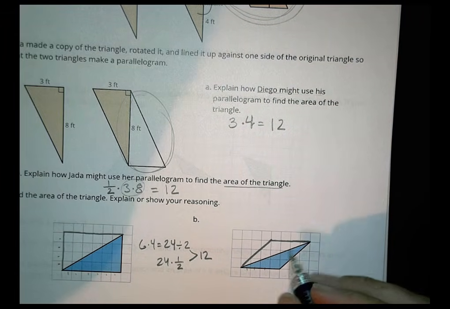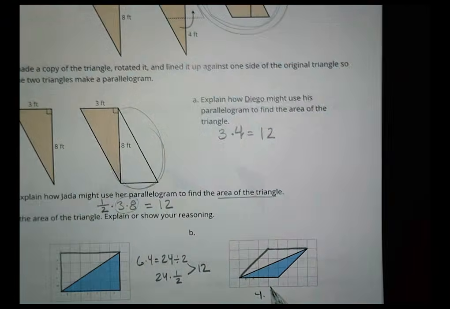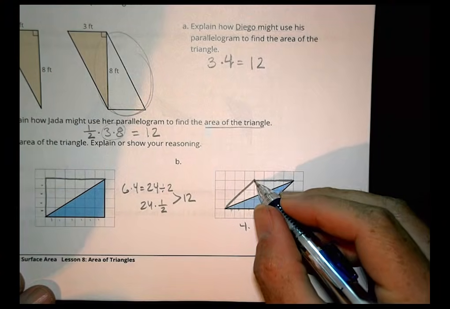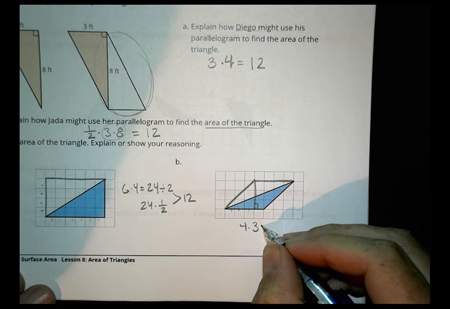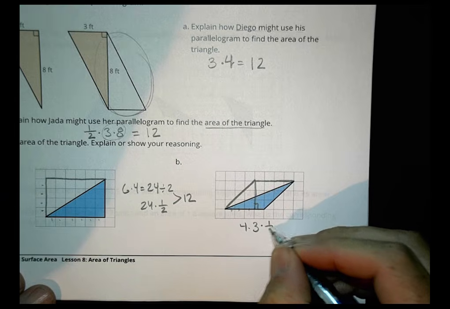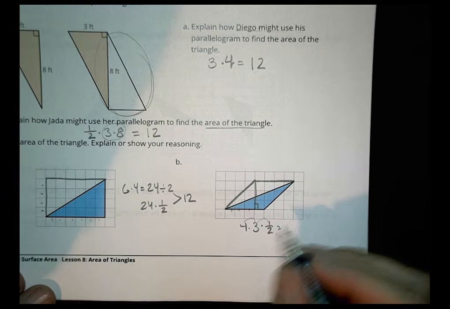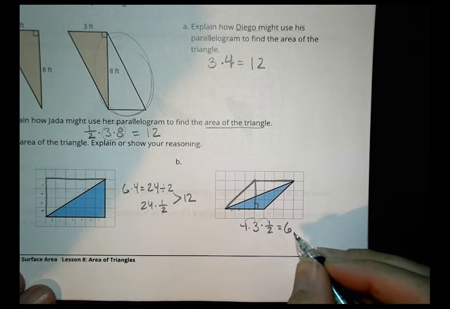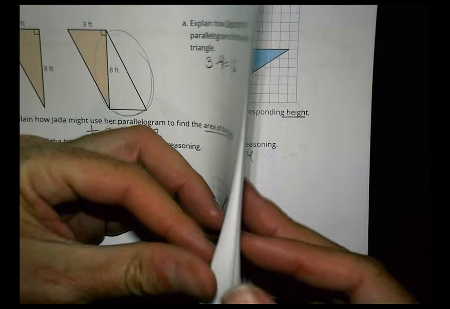I'm good. So in this case here, I have a base of 4. 1, 2, 3, 4. I have a height of, right there, 1, 2, 3, and I only want half of it. So 4 times 3 is 12, and half of 12 is going to be 6. All right, and that's how we did number 2. Moving to the next page, number 3.